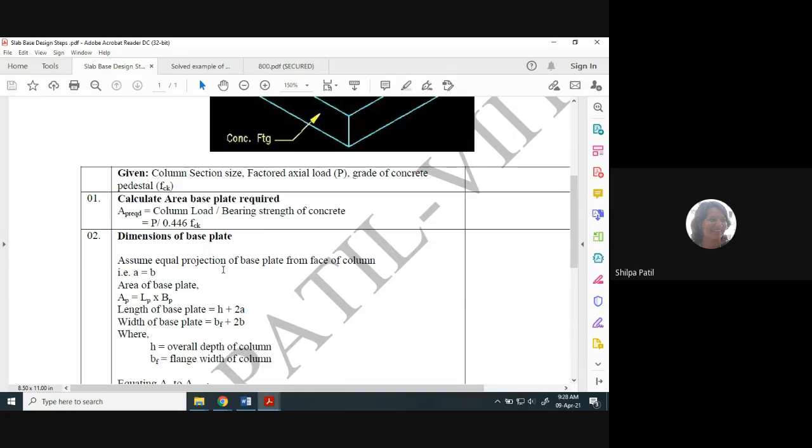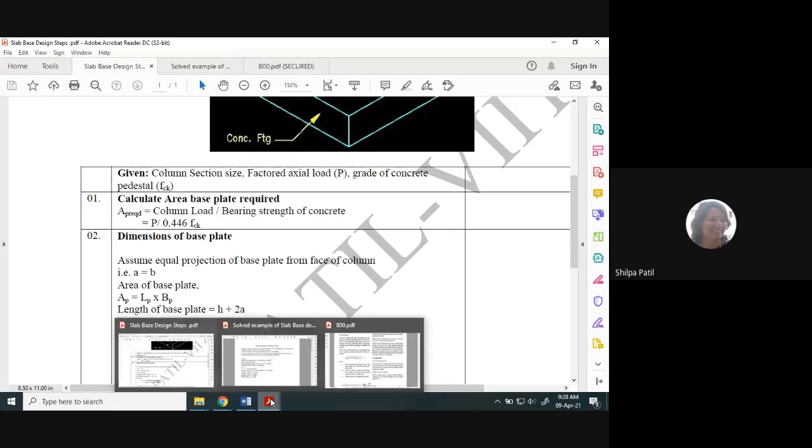Now these projections are either considered as A and B if you are considering different values. That is, the projection of the column along the length is something different, and along the width of the base plate is something different. In that case, we consider it A and B, or if it is provided the same, we can consider it C. Instead of considering A, B, it is considered as C.